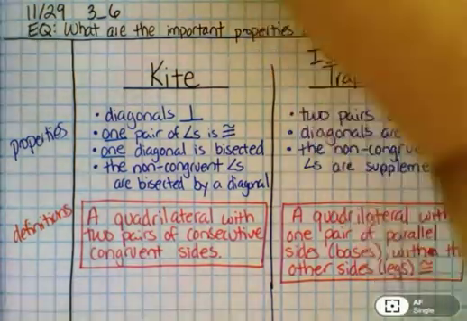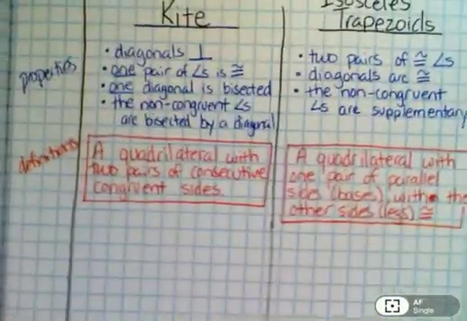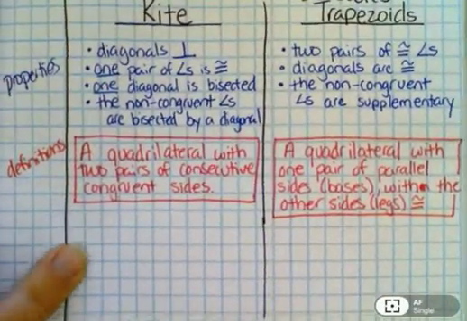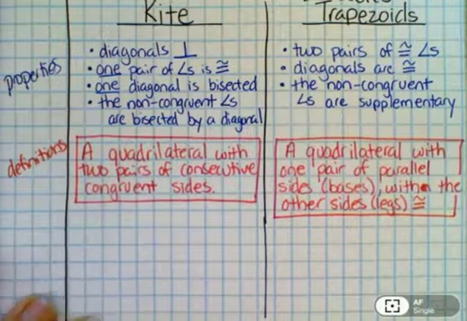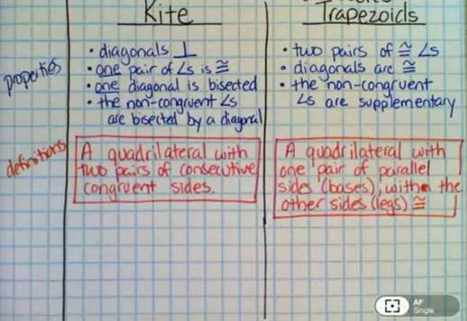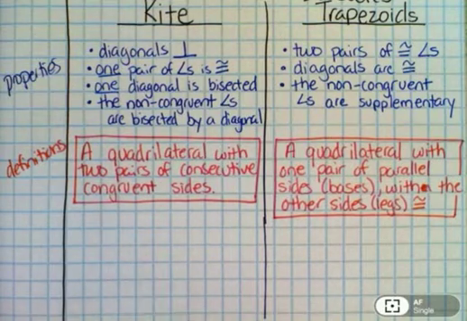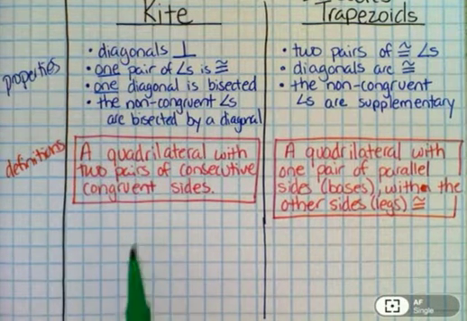Okay. So we're going to draw each of these. A kite is a quadrilateral with two pairs of consecutive congruent sides. If you've ever flown a kite, you probably know what one looks like, although now they make crazy kinds of kites. But a kite is a quadrilateral, 4 sides, with 2 pairs of consecutive congruent sides. So I'm going to show you how to draw one.